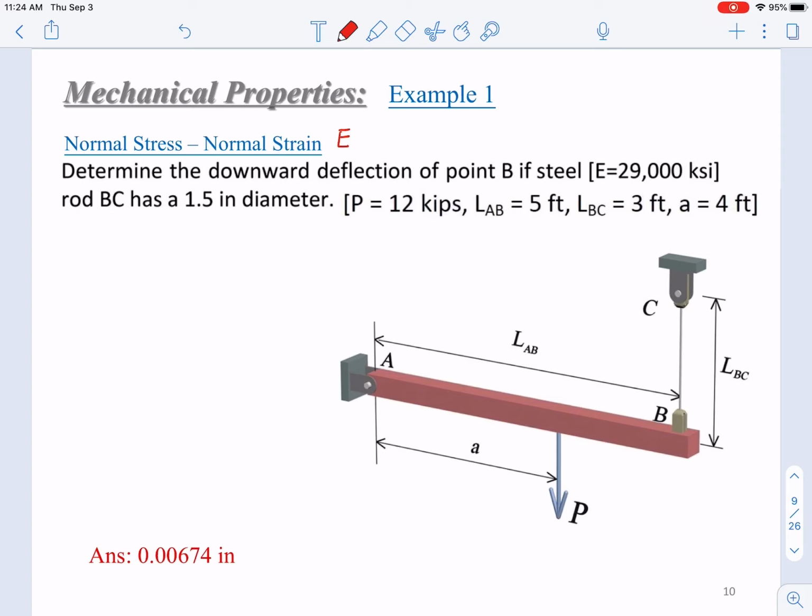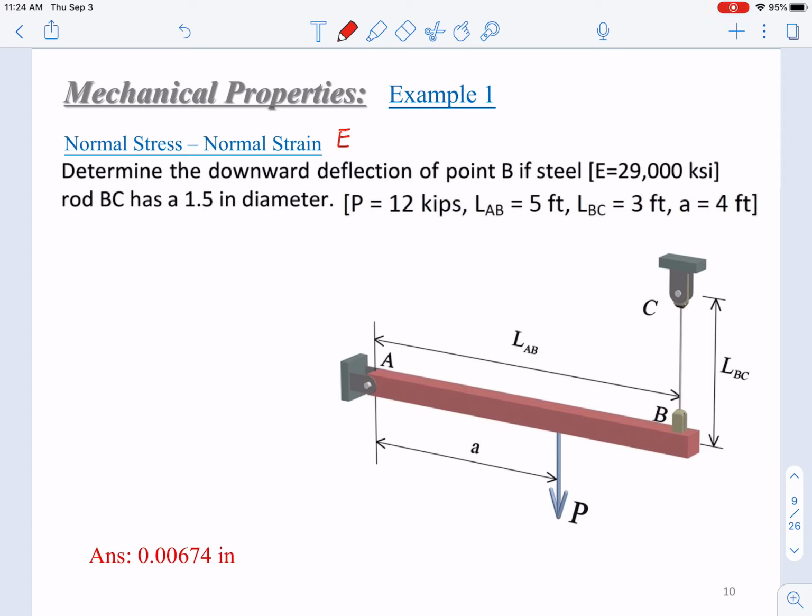This is the structure shown here. Again, in this example, we have to assume that the AB is rigid. I hope you still remember what rigid means through the examples in chapter 1. We have a rigid AB, meaning that it will not be stretched, not be compressed, and not be bended. It will always keep its original shape. But the rod BC here is not rigid. It's stretchable. So we're actually adding a load P to stretch BC, and we're calculating the downward deflection of point B or the deformation of BC.